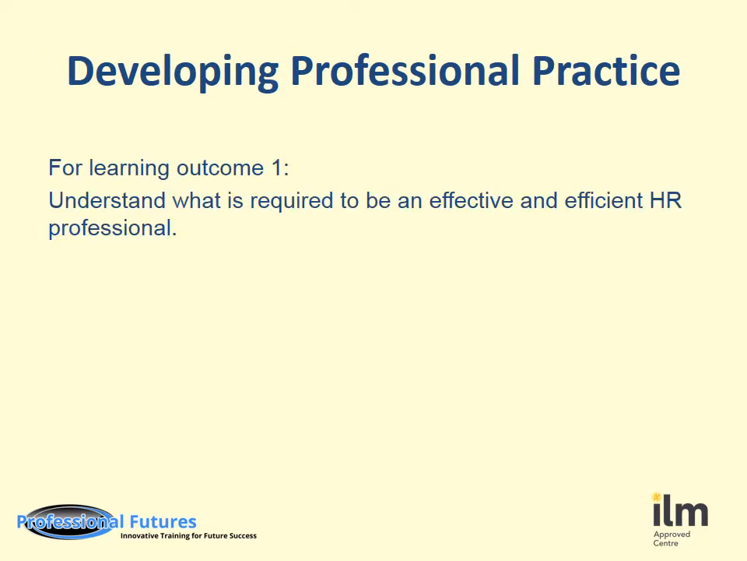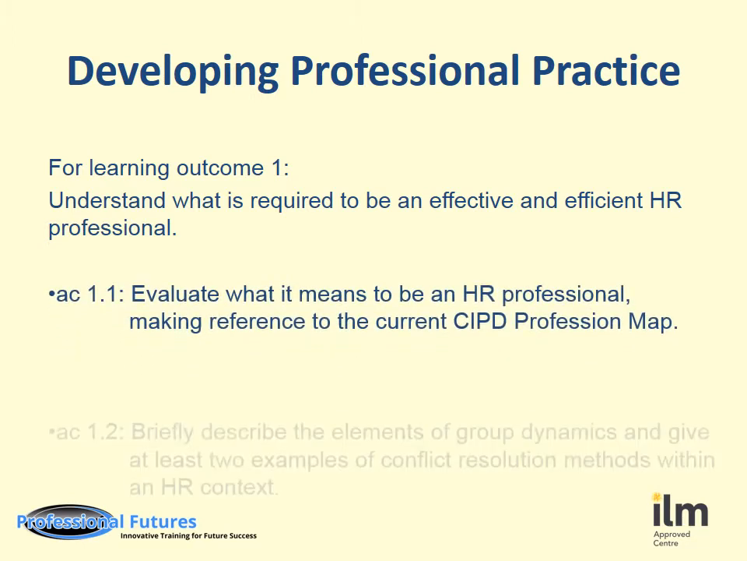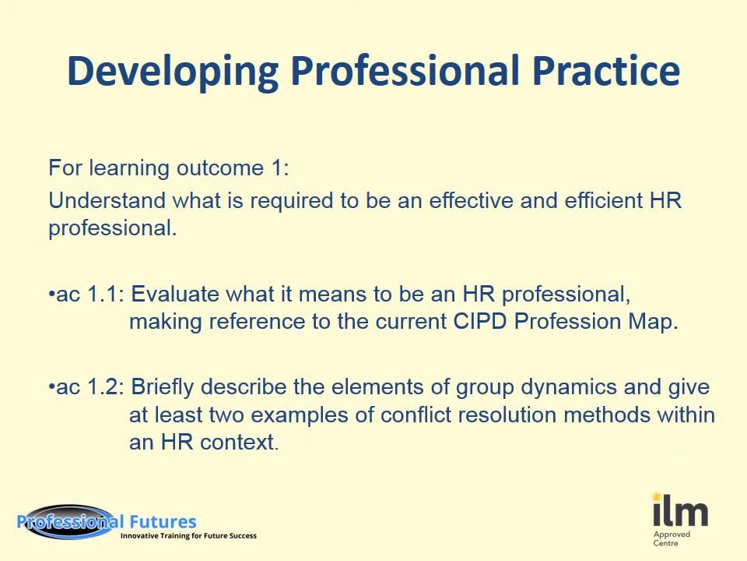For Learning Outcome 1, you're asked to understand what is required to be an effective and efficient HR professional. So this is broken down into 2 assessment criteria. 1.1 is evaluate what it means to be a HR professional, making reference to the current CIPD profession map, and assessment criteria 1.2 asks you to briefly describe the elements of group dynamics and give at least 2 examples of conflict resolution methods within a HR context.